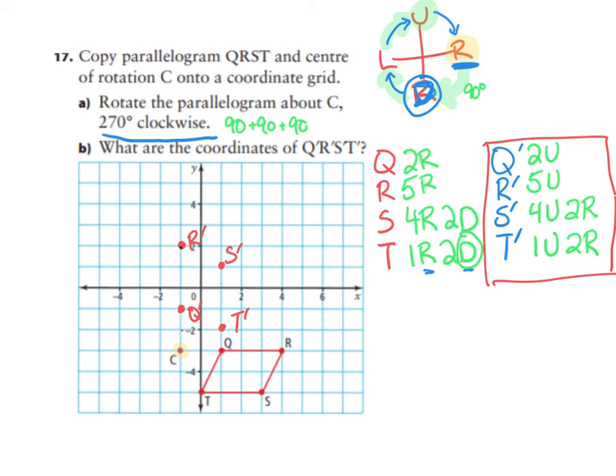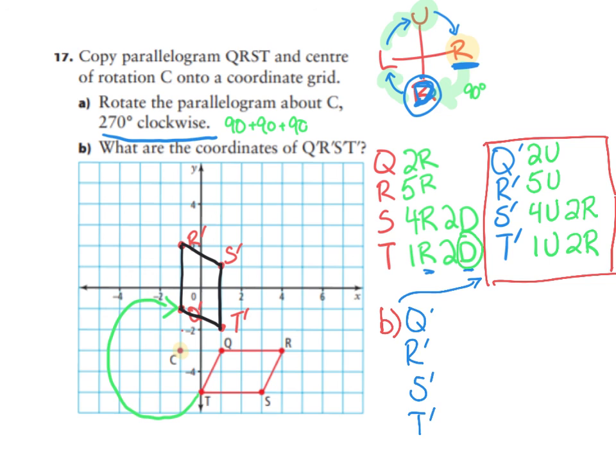Last thing I'm going to do is just connect the lines together, and that remakes my parallelogram. So you can see if I take a look at my shape, it's going in this 270 degrees clockwise spin. So I took it and I spun it in a 270 degree clockwise spin. And then B, what are the coordinates? You would just have to list your new coordinates for a QRST. But keep in mind, if I'm asking you to list the coordinates of your new prime QRST, it's compared to the origin, not from C. So it's not going to be the same thing as this one.